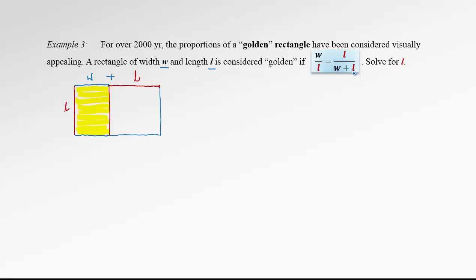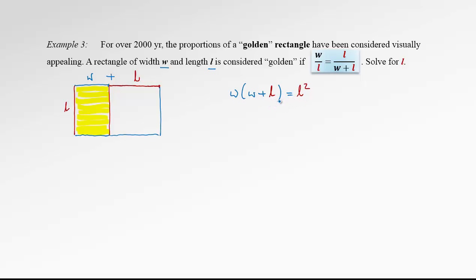So the first thing to do would be to make sure that we don't have those denominators. Place all L's in the numerator. Therefore, the plan is to cross multiply. We would have W times (W plus L) equals L times L, so it's L squared. Okay, so we ended up with quadratic equation with respect to L.